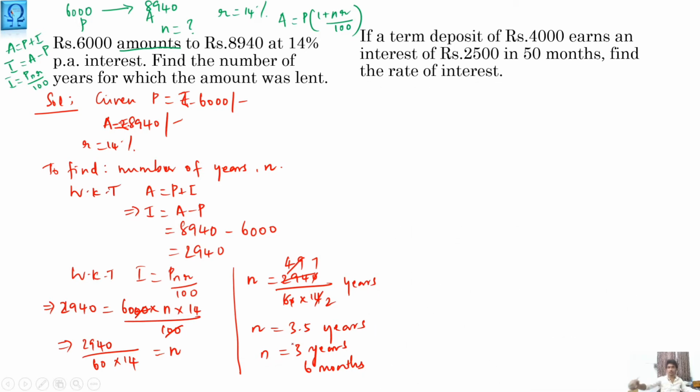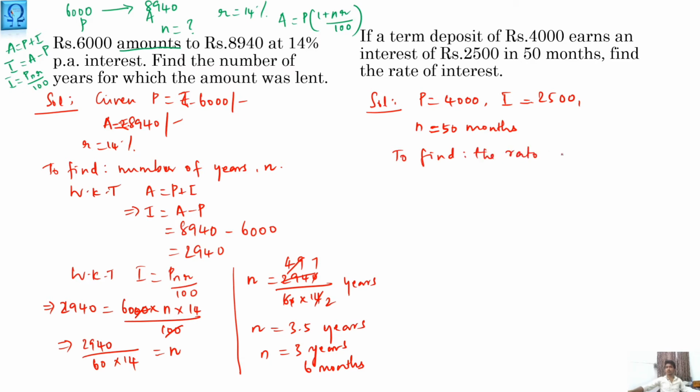Okay, now let us see another problem. Here in this problem, what is given? A term deposit of 4,000 earns an interest of rupees 2,500, which means I start with 4,000 and it gives me the interest of 2,500, and n is 50 months. Okay, then I will have to find out the rate of interest. The rate of interest is denoted by what?